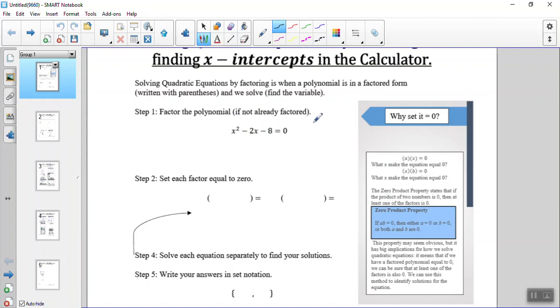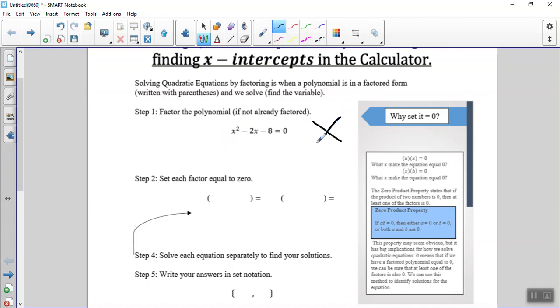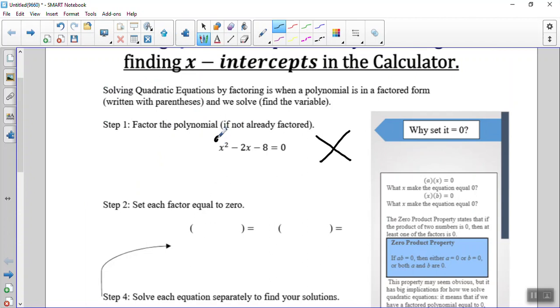So to factor this trinomial, I'm going to write the negative 8, or the c. Remember that this is in the form ax squared plus bx plus c. So I'm going to write here the c, which is negative 8. Remember to carry the sign. And then down here I'm going to write b, which is negative 2. Then I'm going to try to think of two numbers that multiply together to give me negative 8, but when they add together give me negative 2.